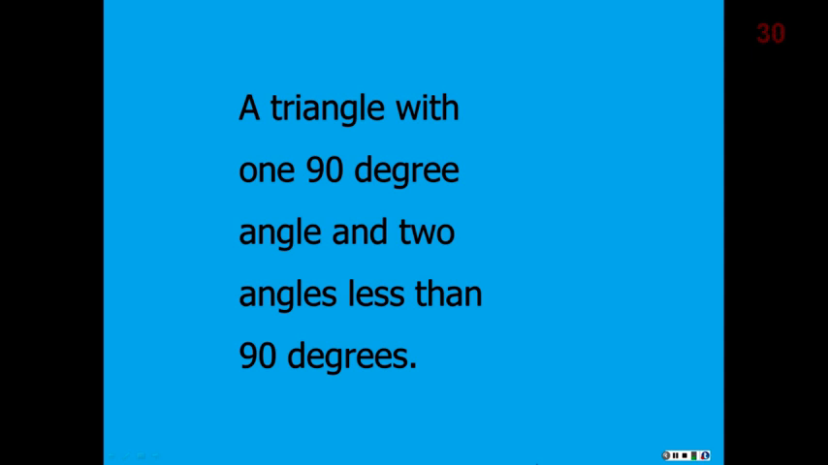A triangle with one 90-degree angle and two angles that are less than 90 degrees is called a right triangle, right? Okay. If you guys don't read carefully, you're going to get some of these problems wrong. It has to have one 90-degree angle. If it has a 90-degree angle, it's a right triangle. Come on, we did a whole bunch of stuff with right triangles.